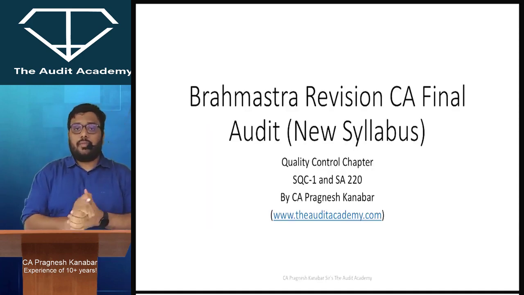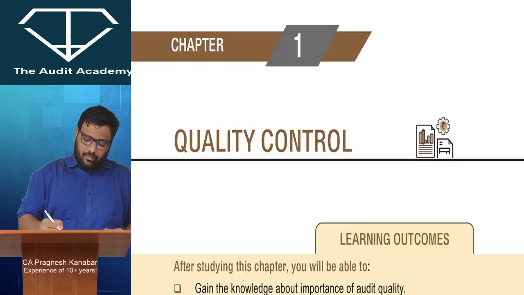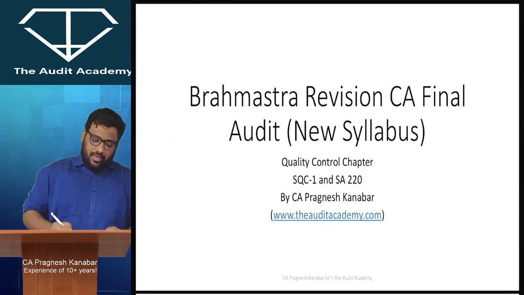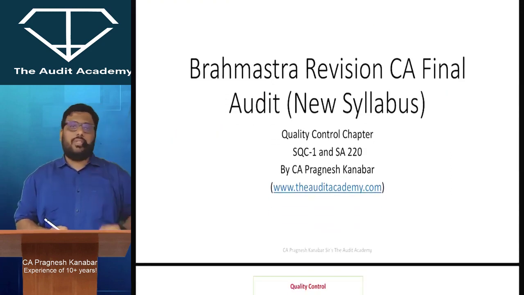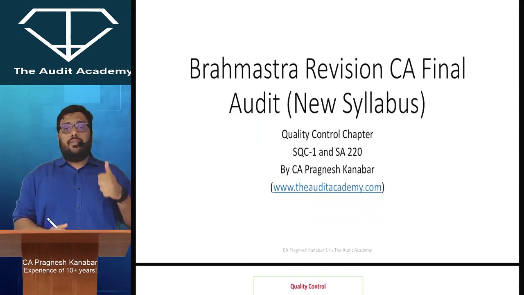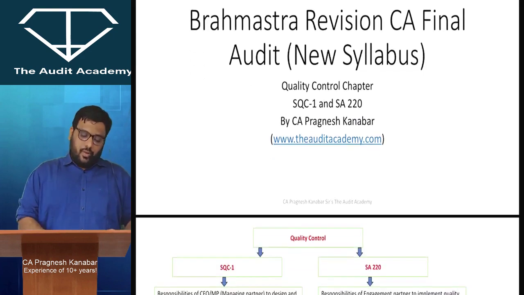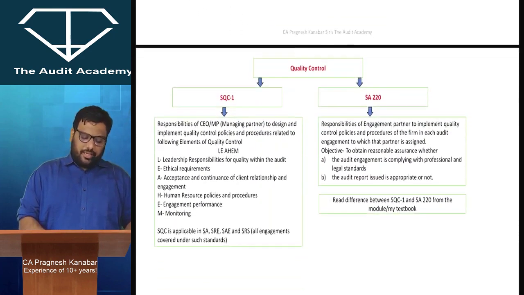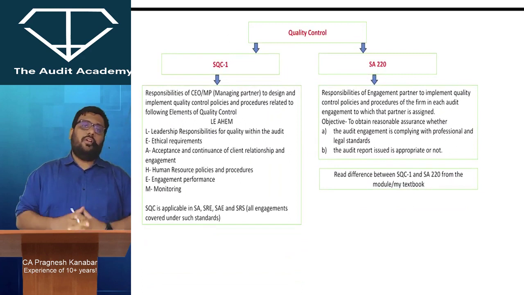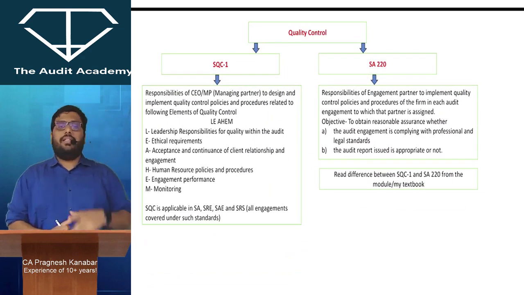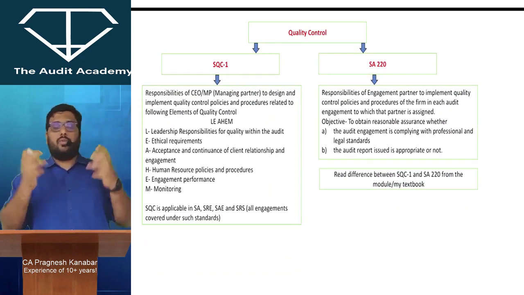Now if you see your CA final module, this is your first chapter. And when it comes to quality control, there are two standards. One is SQC1, second one is SA220. Coming straight to the point, obviously this is going to be very sensitive for your exams, but first of all, let me talk about the concept: why there are two standards, SQC1 and SA220.